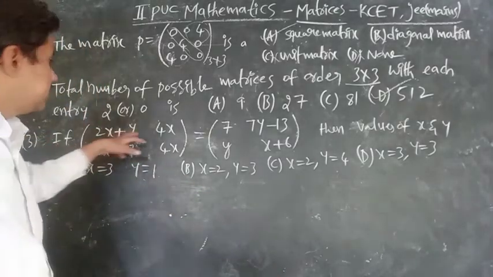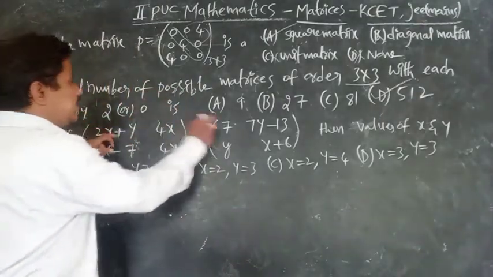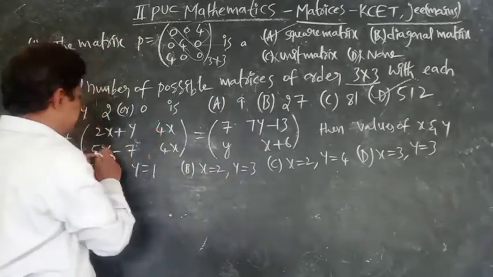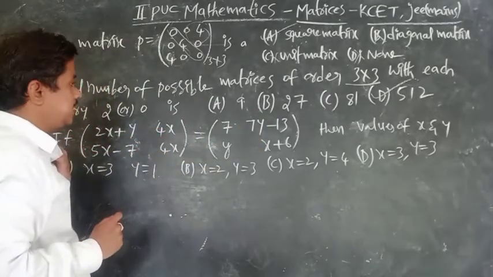So here, corresponding elements should be equal. Corresponding element is there. Okay. So it is equal to one. So this one, this one. This one, this one. Like that. Okay. So what is the easy way?